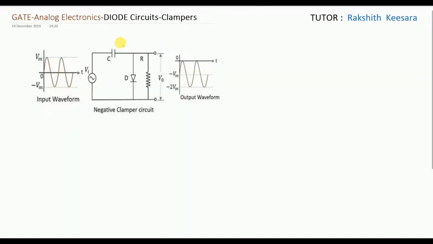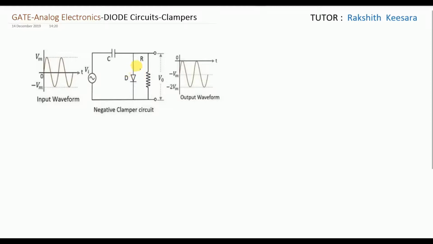So guys, there are not many questions asked from the clamper circuits in previous examinations. So what I am doing is taking examples directly. I will solve some 5 to 6 examples and you will get some idea about this. So see, this is the input voltage and this is our clamper circuit.